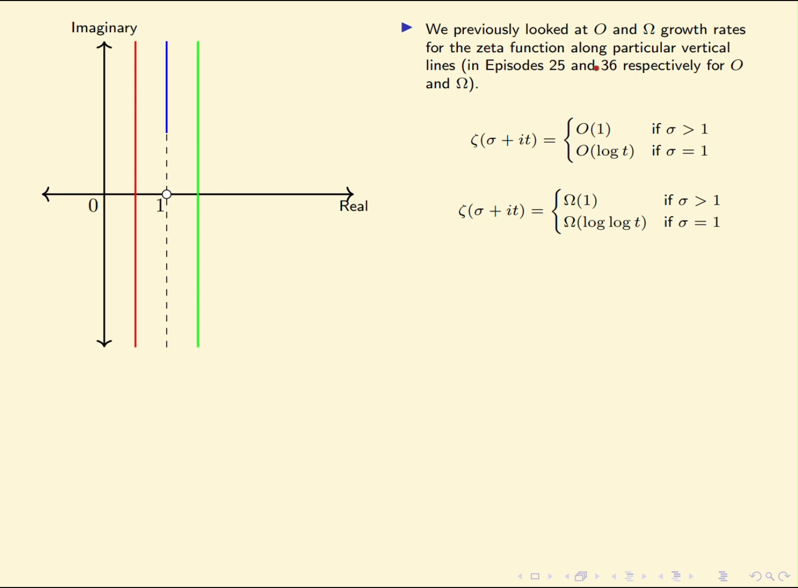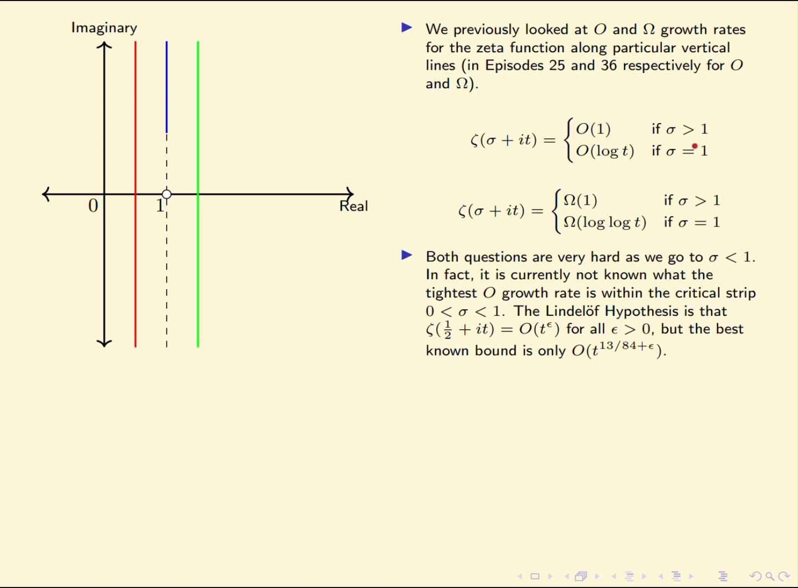In the previous episodes, in 25 and 36 in particular, we looked at the big O and big omega growth rates, which sort of mean the upper and lower bounds across such lines. And we figured out results when sigma, which is the real part, so where the line is, is greater than 1 or equal to 1. But it's actually very hard to analyze this when the real part is less than 1. So when sigma is less than 1, then it's a very hard question.